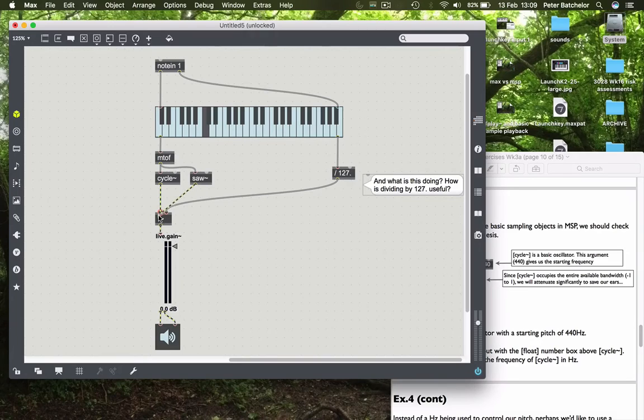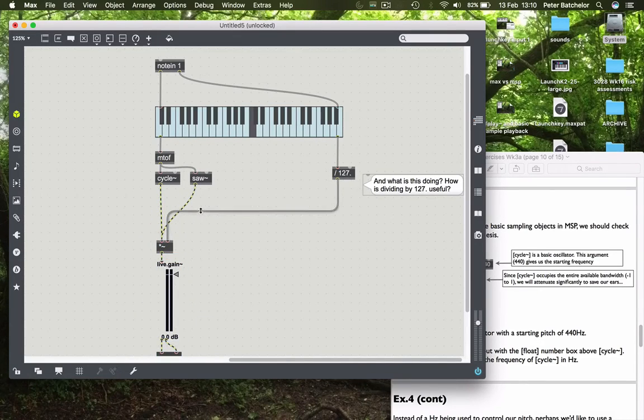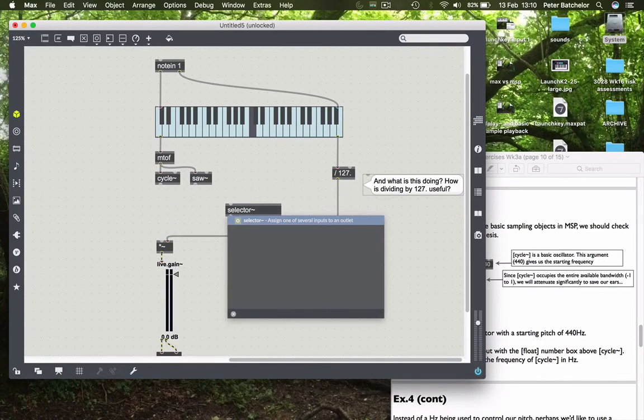Now I could just connect that directly to this multiplication object again. If I did that, we would get both timbres playing at the same time. But because the sawtooth wave is more strident than the cycle wave, it's going to be heard in preference to it. So we might want to choose to hear either of those two timbres. I just need a bit more room, so I'm going to pull this down. And so we'll use an object which allows us to choose between them, and that is the selector object.